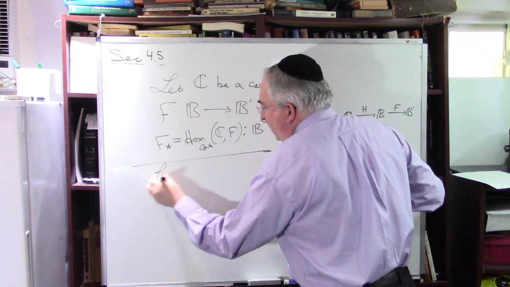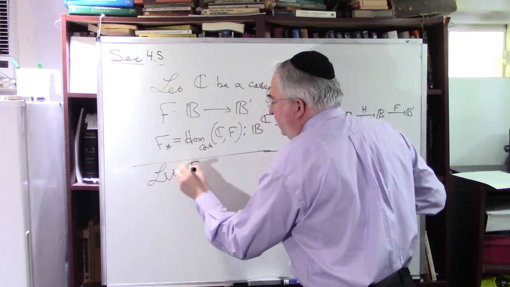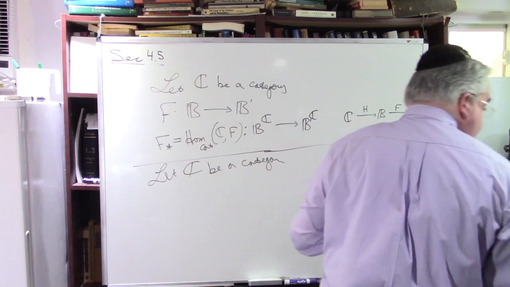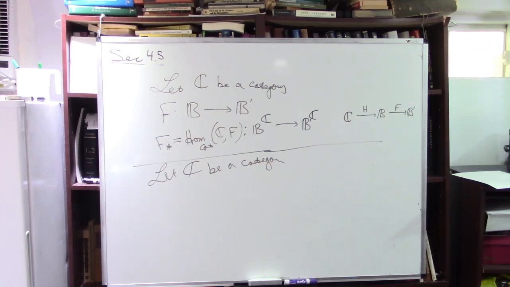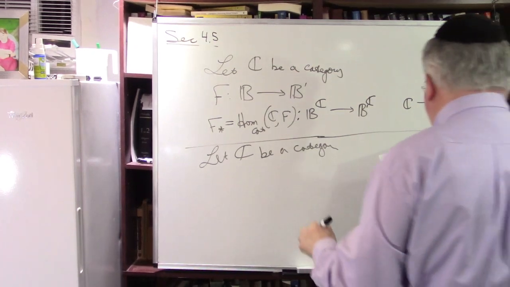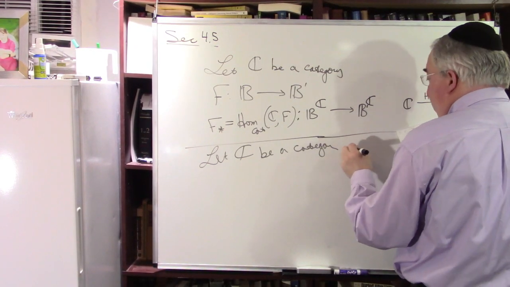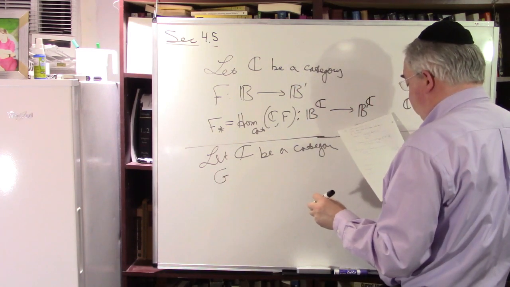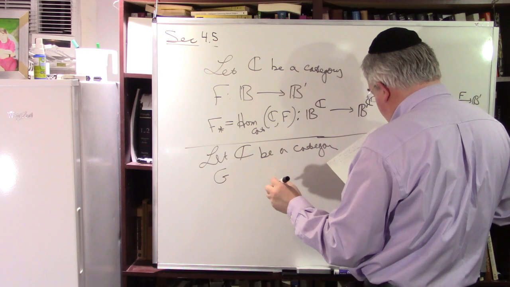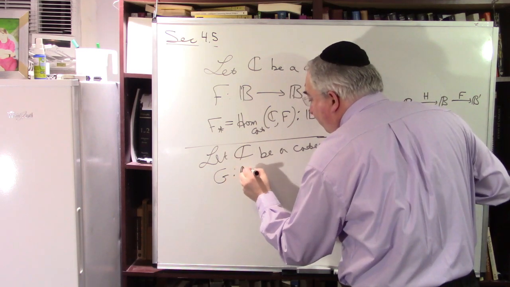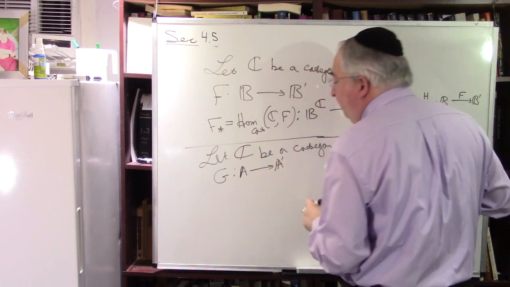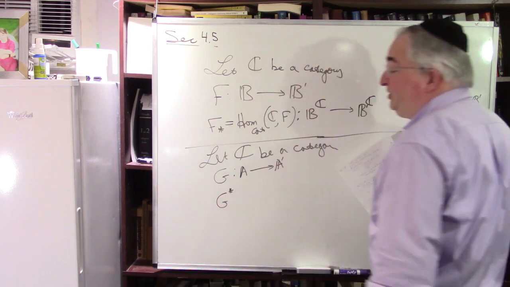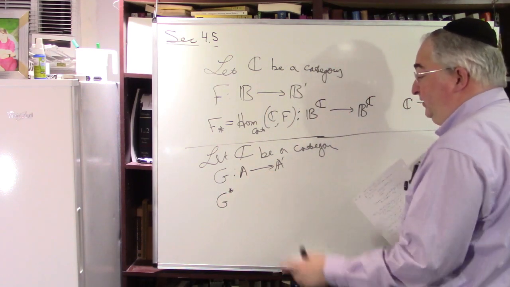But there's another thing. Let C be a category, and G goes from A to A prime. Okay, then we're going to have G upper star. This is contravariant. It's going to go from A prime to A. It's going to go the other way.